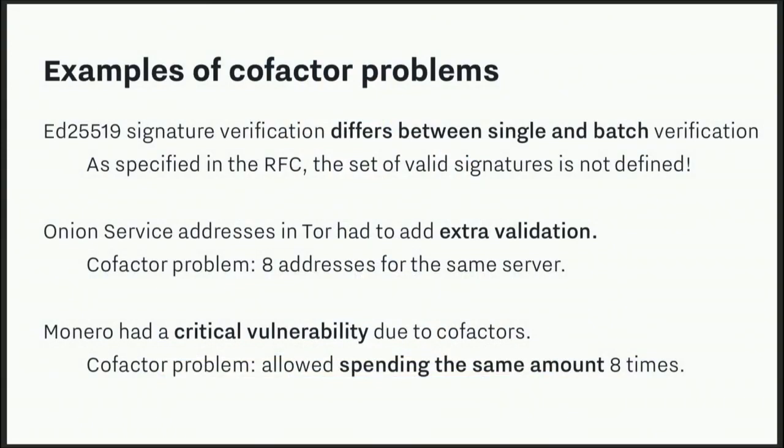So for instance, Ed25519 has different behavior between single and batch verification. So two conformant implementations actually are freely allowed to disagree on what signatures are valid, which could be a problem for some kind of blockchain. Another nice example is onion service addresses in Tor, which had to add extra validation because otherwise they would have accidentally ended up with 8 addresses for the same server, which is probably a kind of subtle and bad UX property.